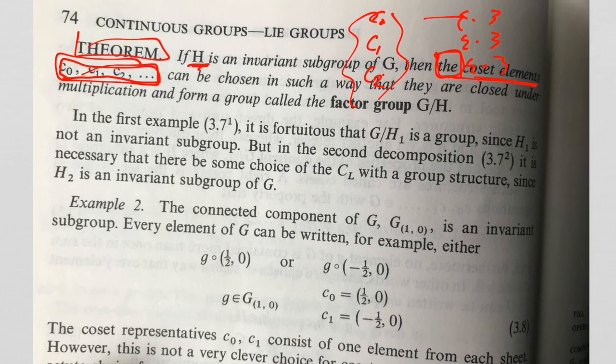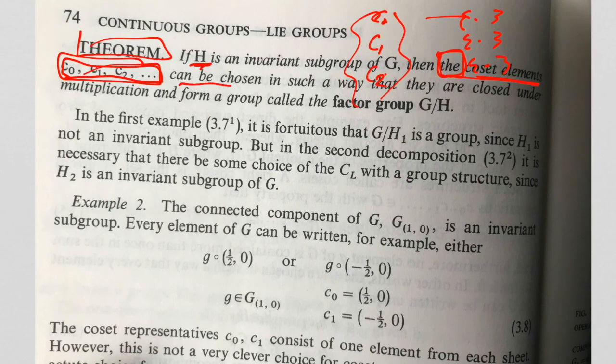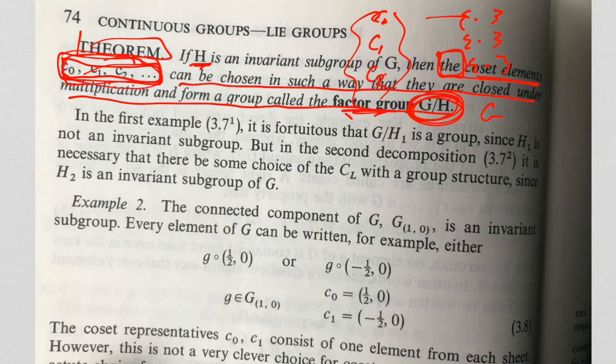But then he goes on to say that these coset elements can be chosen in such a way that they are closed under multiplication and form a group called the factor group. Notice the implication is that every factor group would, under this rule, be a subgroup of G. Because if I can choose elements in G that form the factor group, then every time we have a factor group, it's actually a subgroup of G, and that's not true at all.